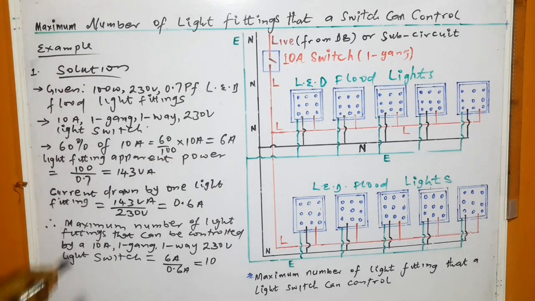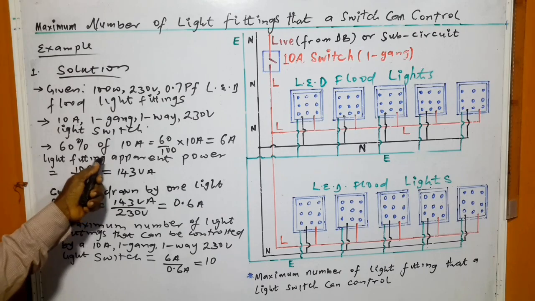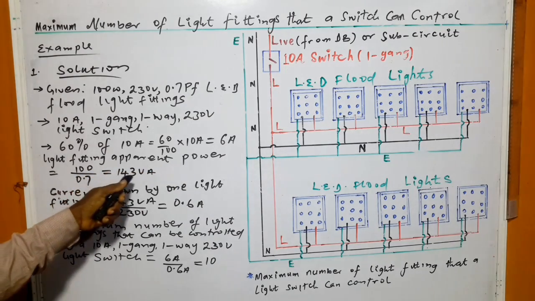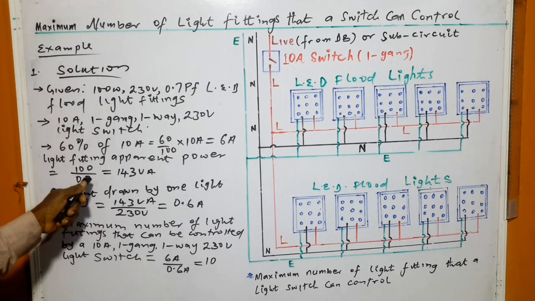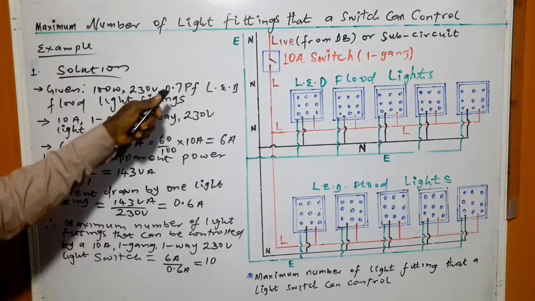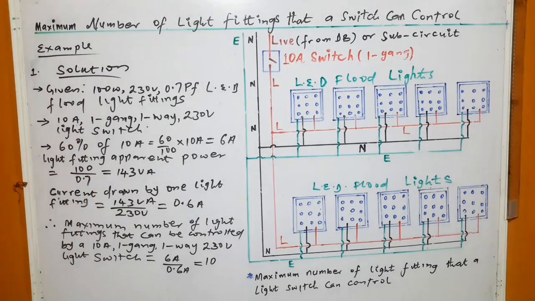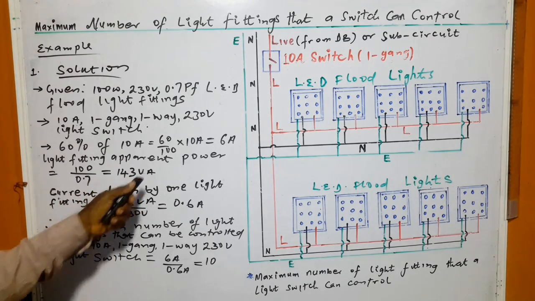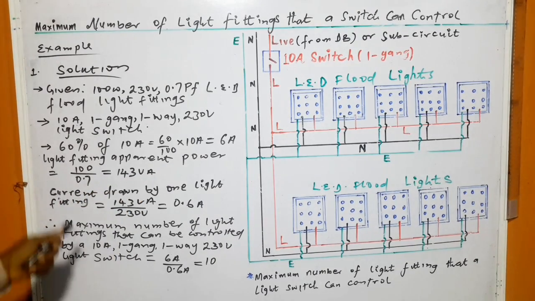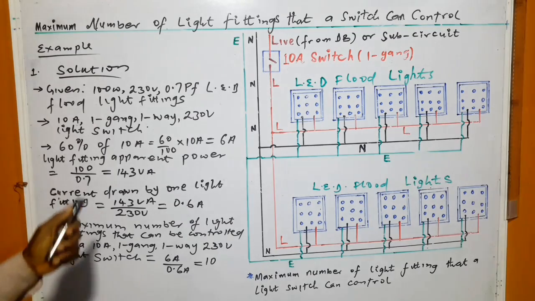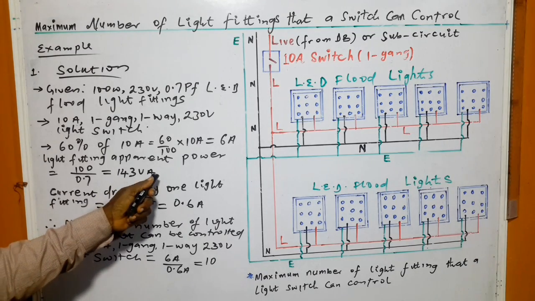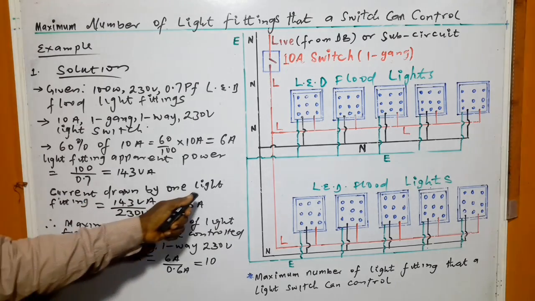So light fitting apparent power is equal to the active or true power divided by the power factor. That is 143 VA. That's the apparent power. Please, in this situation, it is always good and correct to use apparent power, not the true power, for the calculation of this current, as we are going to see.